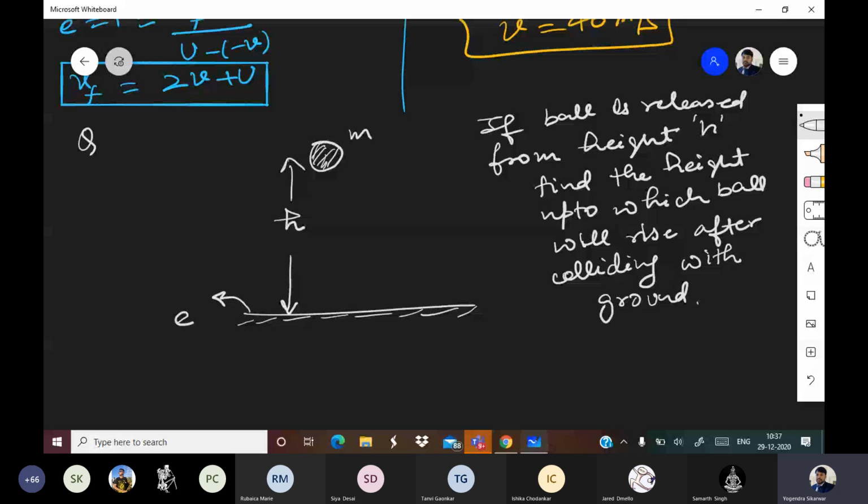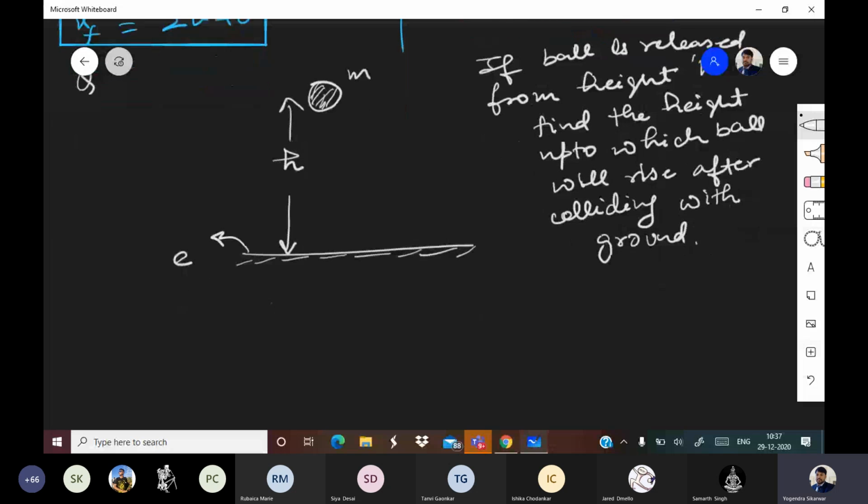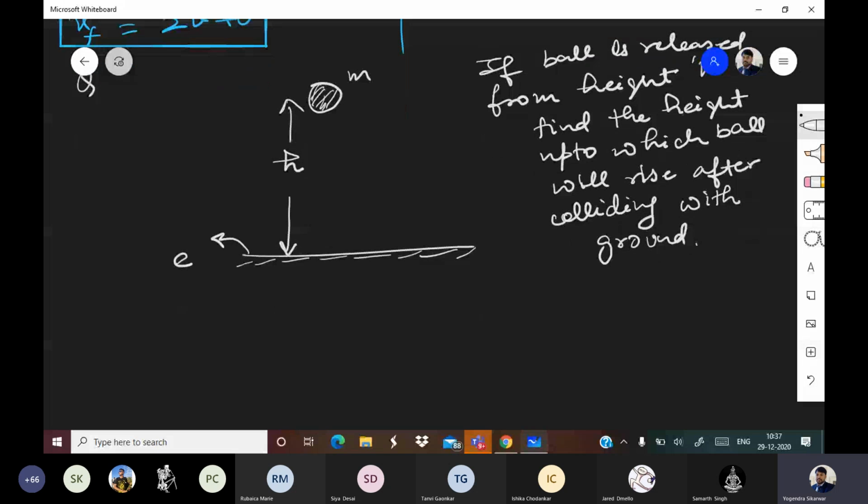Samarth is saying E square H. Okay. Everyone, please pay attention. Gauri is also saying E square H. Okay. Everyone, please pay attention.